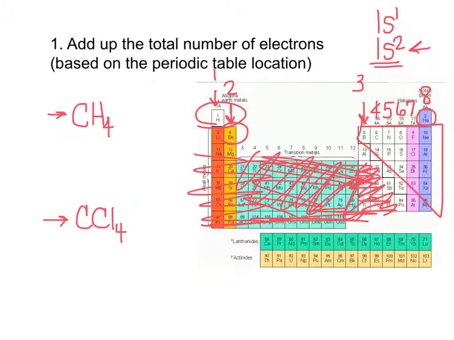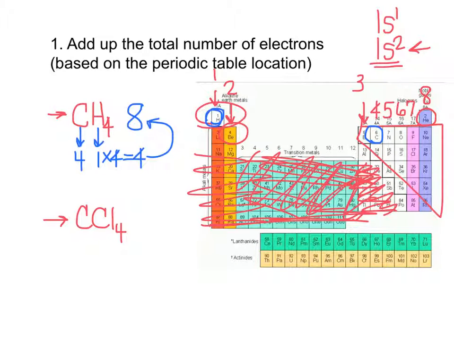Alright, so let's total up the number of electrons. So first we're going to find carbon. Carbon is right over here, and it has 4 valence electrons. So 4. Hydrogen, right here, has 1 valence electron, and there are 4 of them, so we're going to multiply that by 4, and so our total number of electrons in our hydrogen is 4. Add this together, the total number of electrons we need to place for methane is going to be 8.